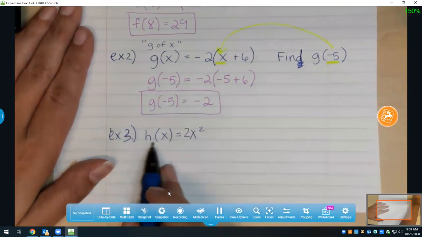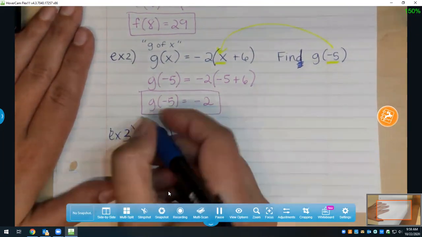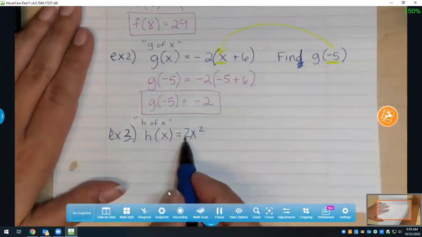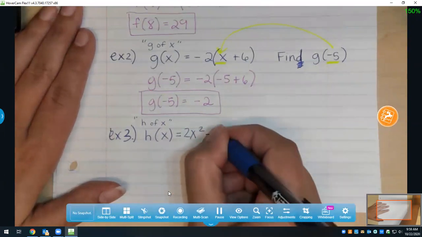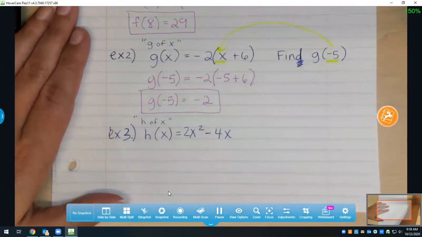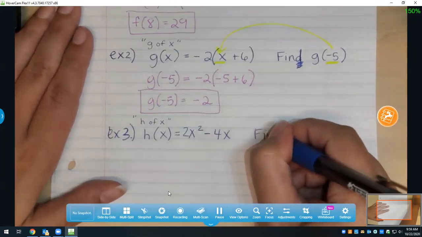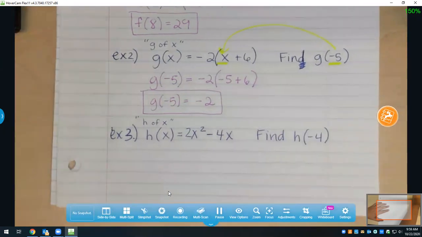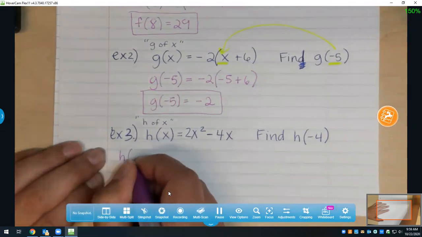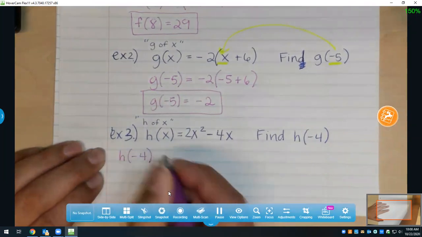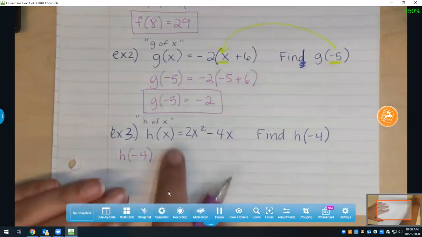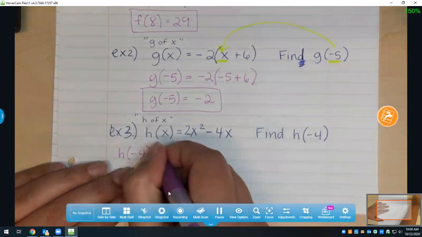All right, this time we're going to have h of x. H of x equals 2x squared minus 4x. And we want you to find the value h of -4. All right. These are the trickiest ones when you have these negatives. You've got to be careful with these negatives and how you type them into the calculator.